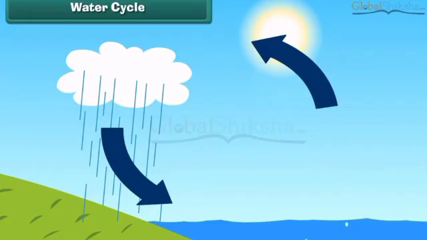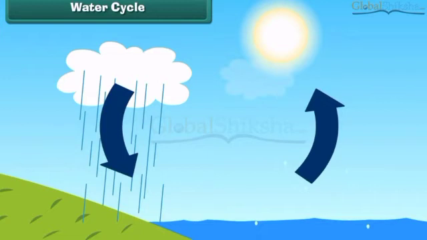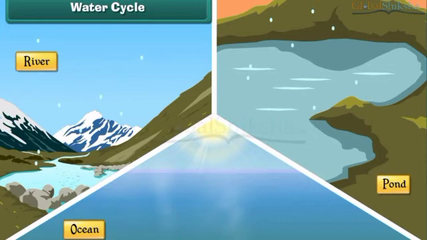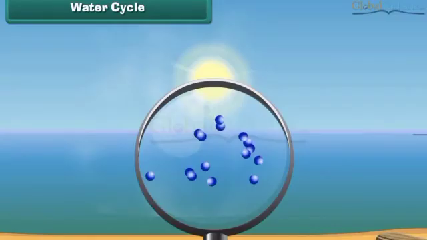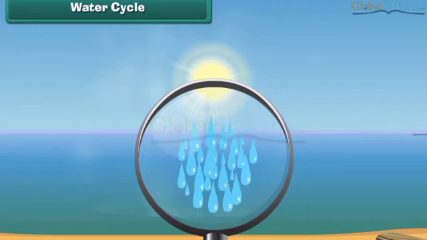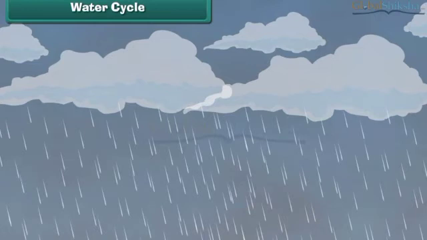This is the water cycle. Rain comes down, then again evaporates, goes up, again comes down as rain. This is called the water cycle. Evaporate and comes down as water. Water goes from river, pond and so on. This is water vapor. Now it is rain. Raindrops. It is rain, evaporates. Then comes down as rain.